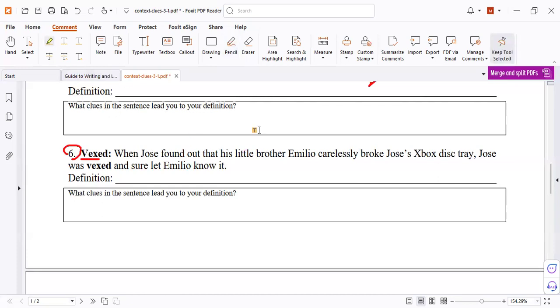We study the style of the writing. Let's see. When Joseph found out his little brother Emmanuel carelessly broke something, he knows he must kill him, fire him out of the window. When he knows, Joseph was vexed and made sure to let Emmanuel know it. So if your brother or sister broke carelessly, intentionally, purposefully, your Xbox disc at home, of course, I will slaughter the head out of the body. Yes.